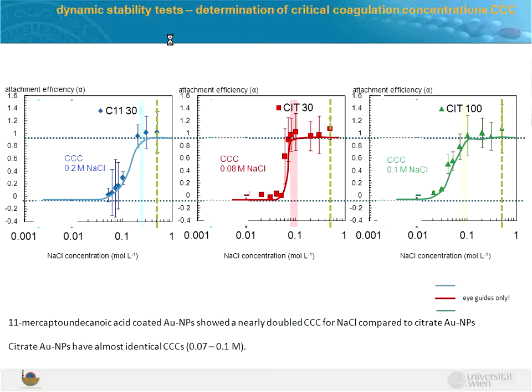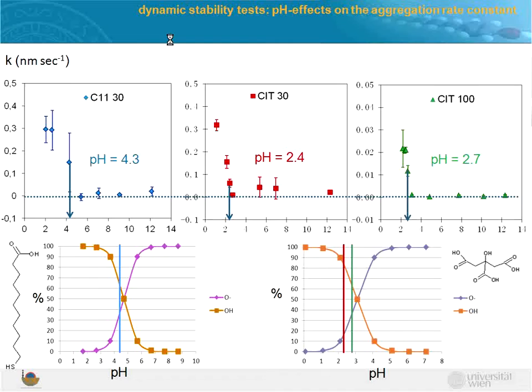We expected that the undecanoic acid stabilized particles would have an electrosteric effect, so the size of the molecules would work like an airbag between the particles, preventing aggregation more efficiently than the citrate molecules. There was another effect we wanted to study, of course, which was the pH effect on the aggregation, and that was very simple. The undecanoic acid and the citric acid have very well defined carboxylic groups.